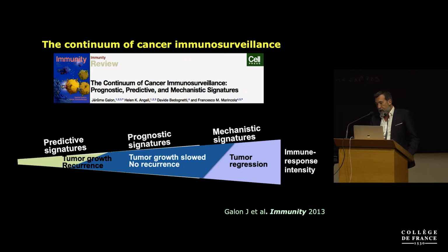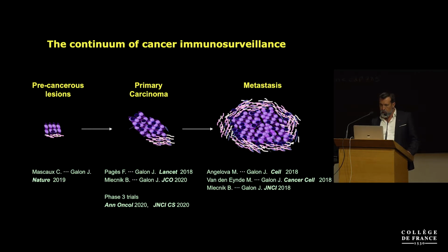And we discussed the fact that there is a continuum of cancer surveillance, and I want to highlight this point with two stories. This continuum of cancer immunosurveillance depends on the quality and the intensity of that immune response within the tumor microenvironment. And this was initially published back in 2013. Since then, we analyzed this continuum from pre-cancer lesions to the primary tumor up to the latest metastasis.